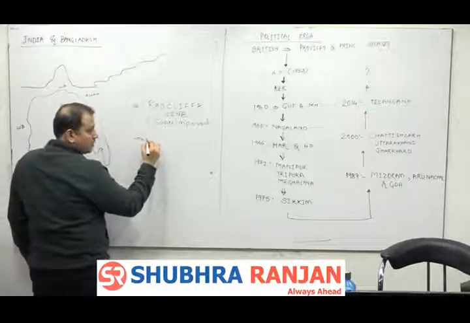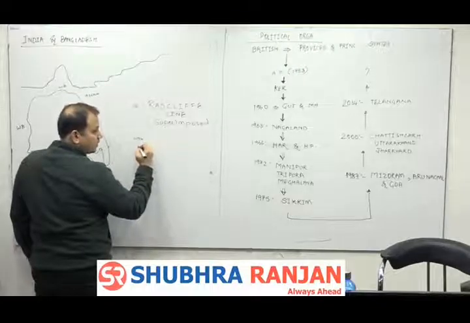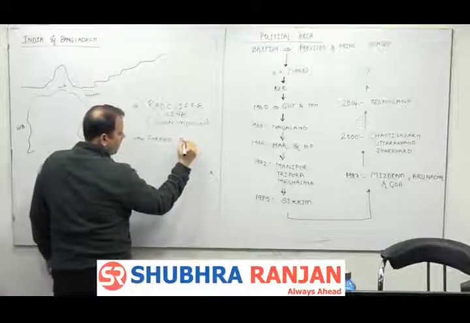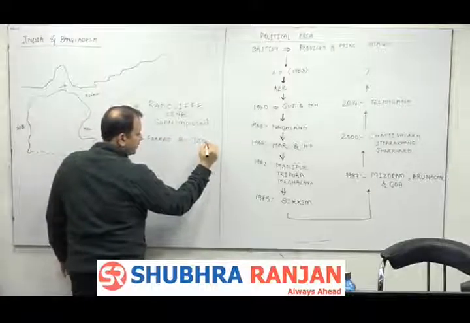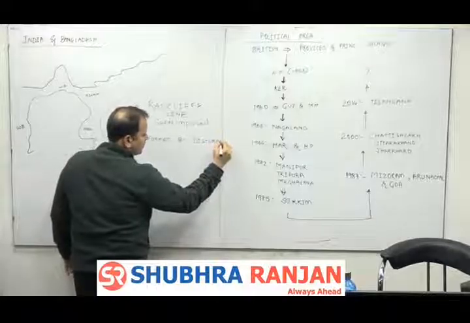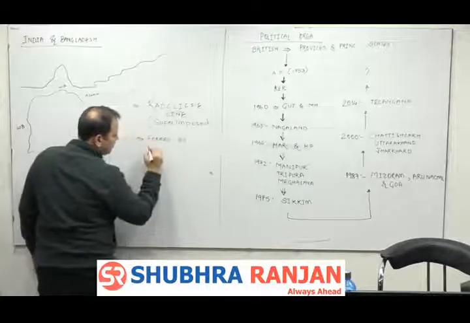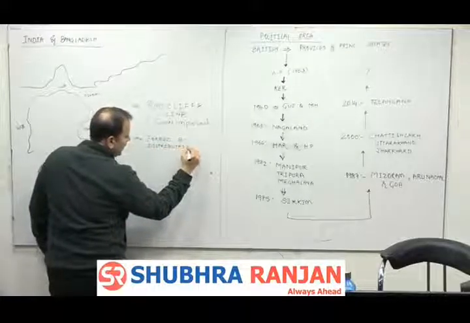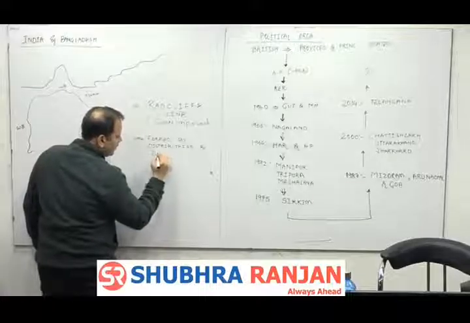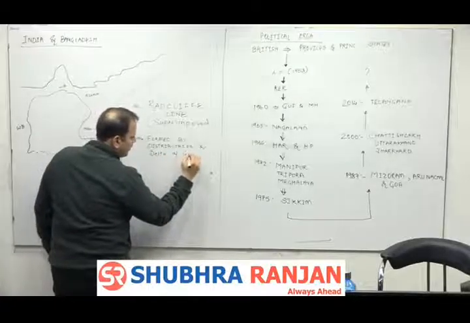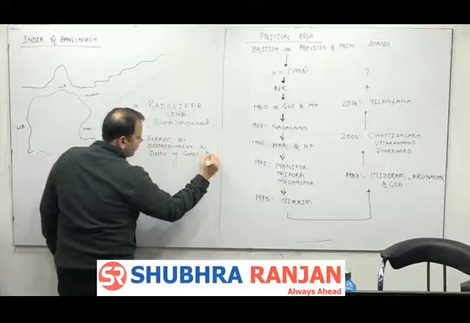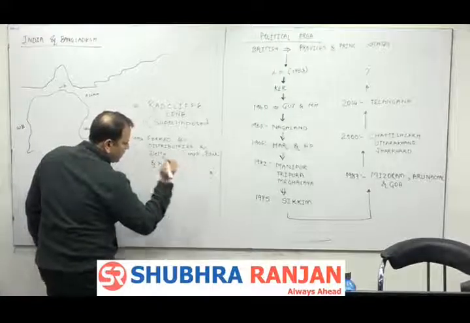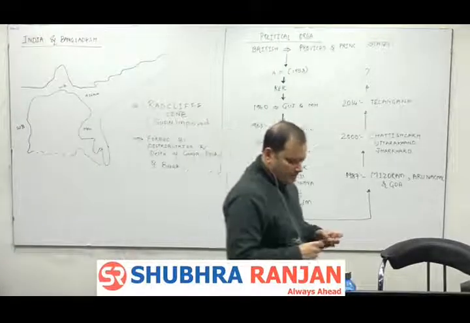What is the natural condition? This is a boundary formed by, can I say, distributaries? Formed by distributaries and delta of Ganga, Brahmaputra and Barak. Ganga, Brahmaputra and Barak.